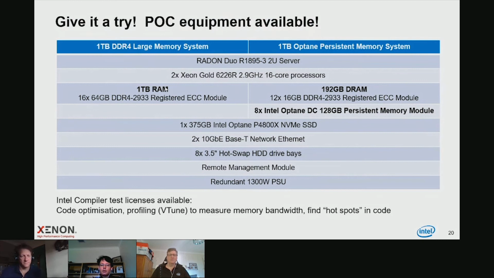We'll also have Intel compiler licenses available so that if you use open source code or you have your own code, you'll be able to do code optimization. You can use Intel vTune for profiling to measure the memory bandwidth, for example, to find hotspots in your code and to really optimize your code here on these platforms.